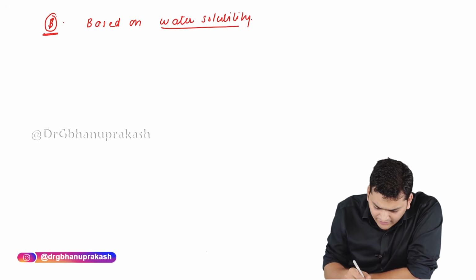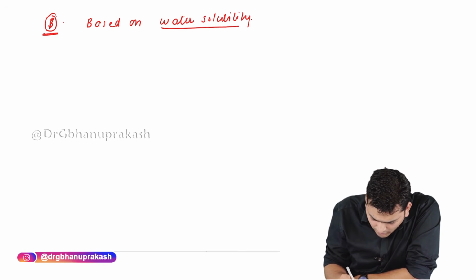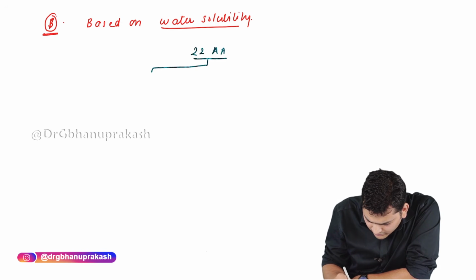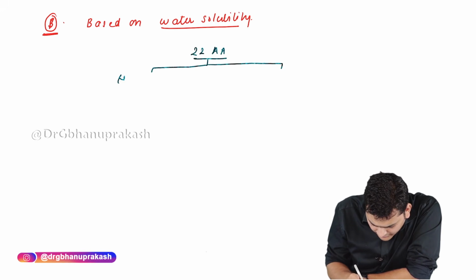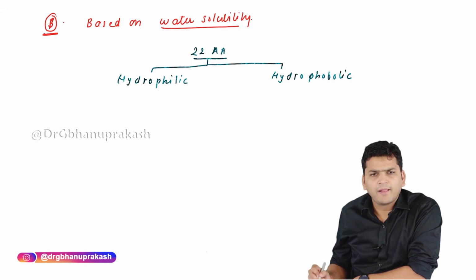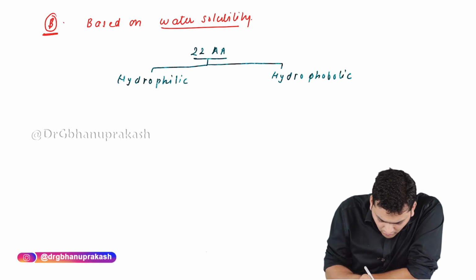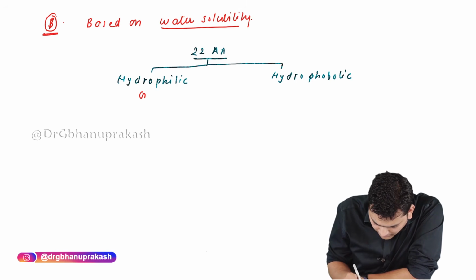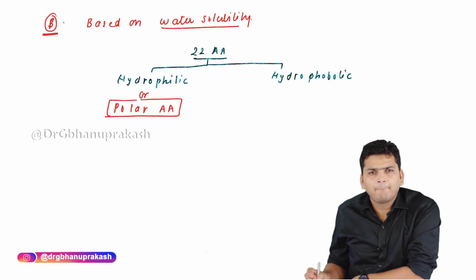Based on that, we can divide the 22 amino acids into two categories. One is the water soluble, that is the hydrophilic category, and the hydrophobic category. Hydrophilic and hydrophobic. Hydrophilic amino acids are also referred to as polar amino acids. Polar amino acid or hydrophilic is the same.